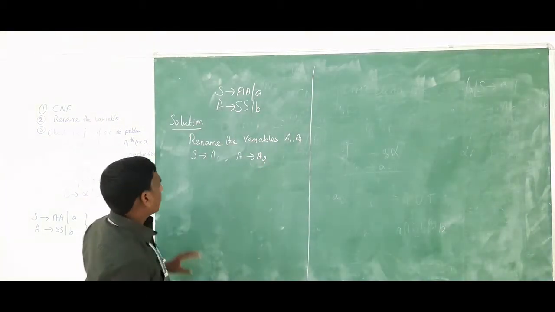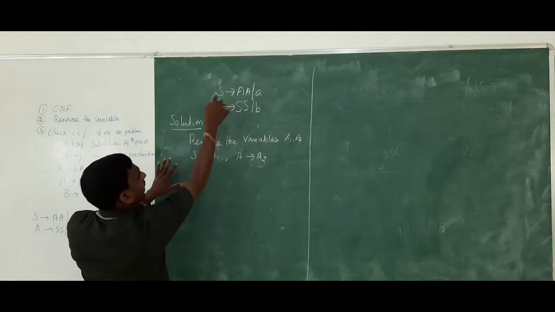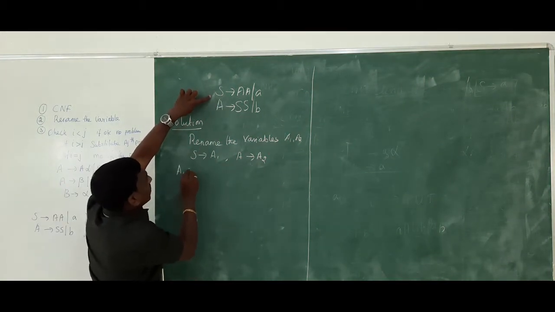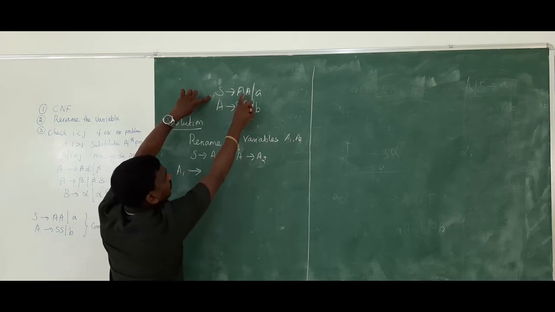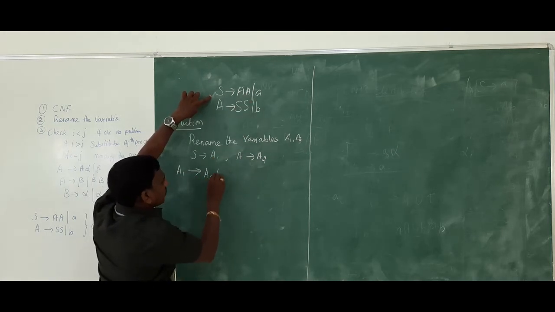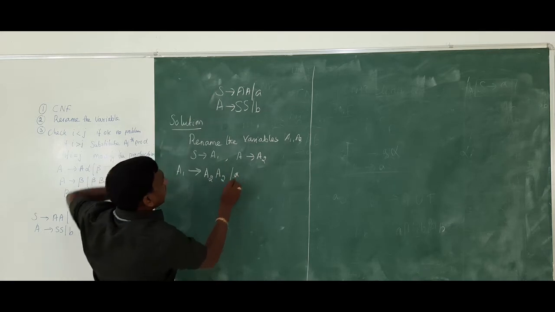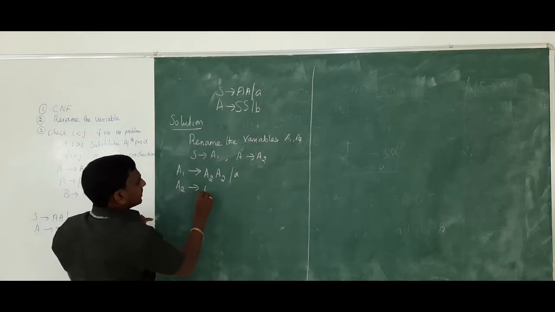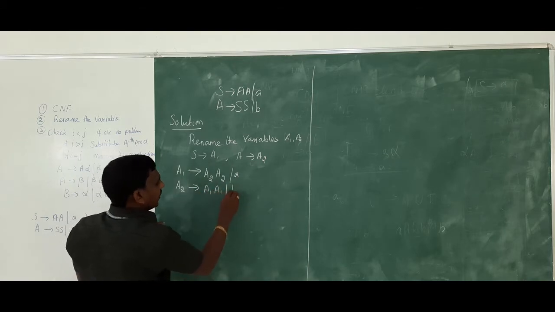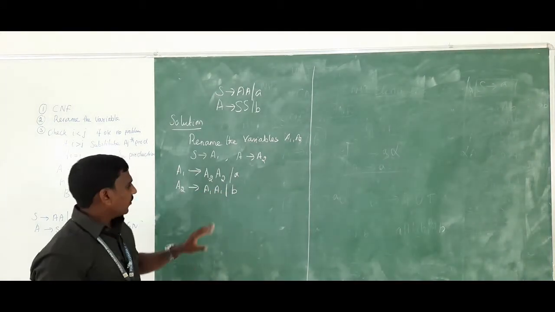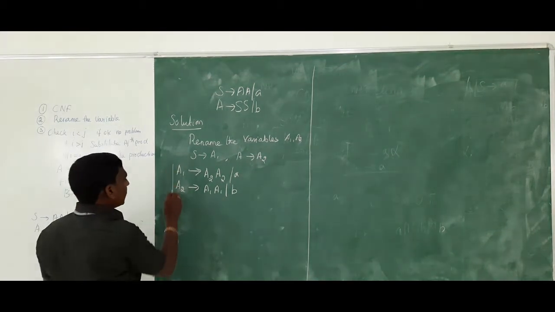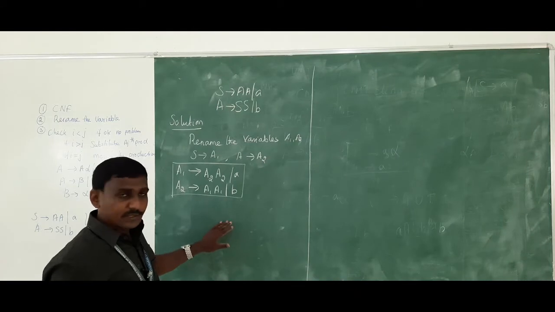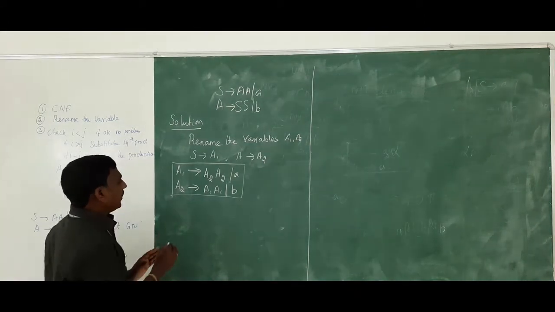Okay. So now I apply this renaming there. So S, that is A1. A1 tends to A, that is A2. A2 slash A, and A, that is A2. A2 tends to S, that is A1 slash B. Clear? Okay. A1 slash B. So this is the renamed grammar. You can proceed to Greibach normal form from this grammar. After renaming, you can.